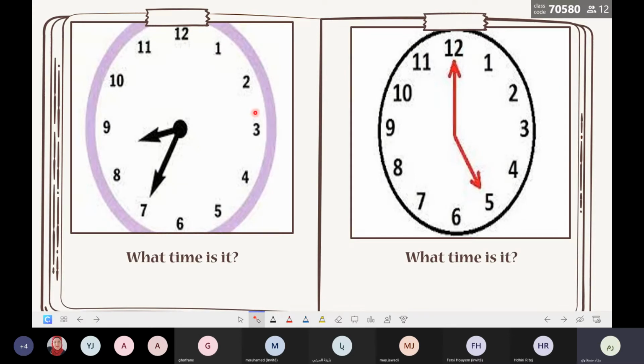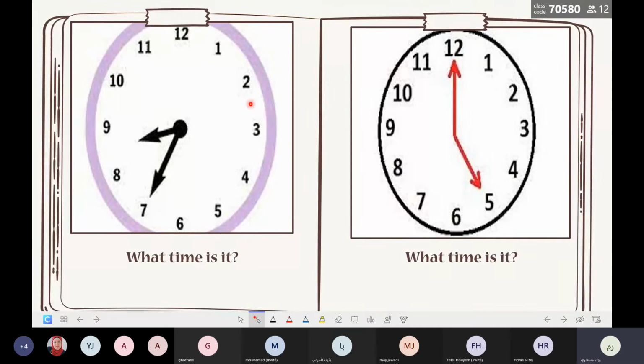Now let's work on the long hand of the minute. Let's say I have the short hand on 12 and the long hand on 1. 1 means how many minutes here? 5 minutes. Usually we start with the minutes, and then the hours, okay? So it's 5 minutes past 12. Now I move to number 2. 2 means 10 minutes. So it's 10 minutes past 12. And so on until I finish.